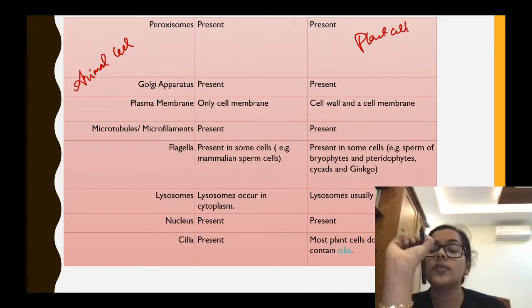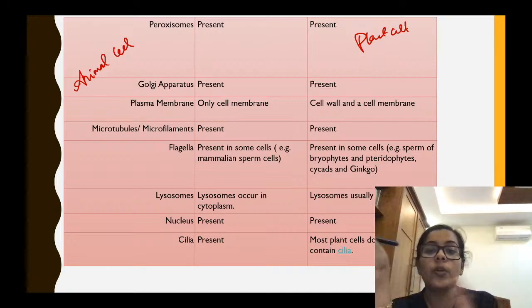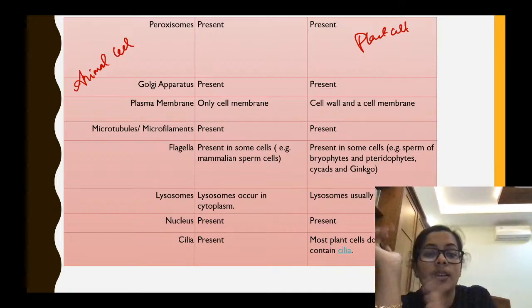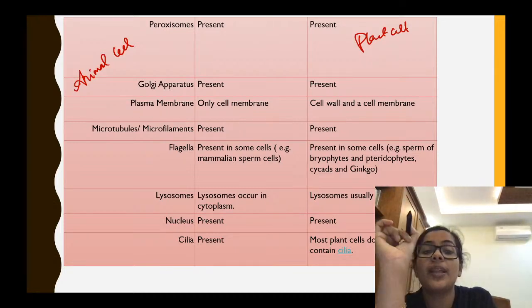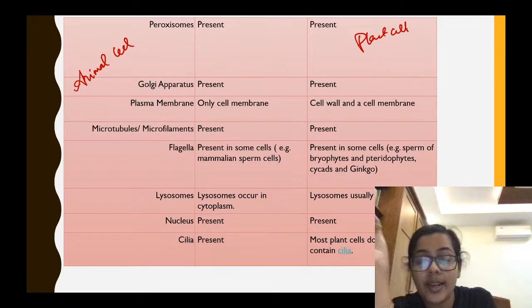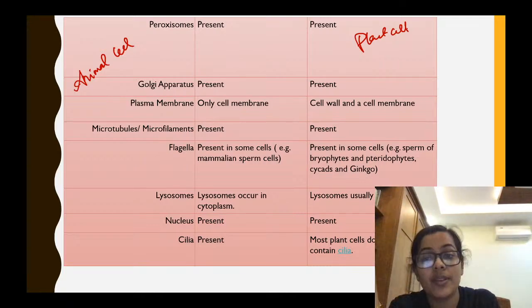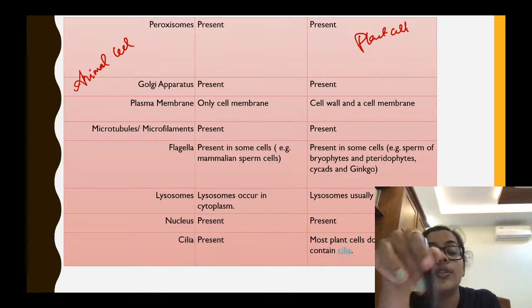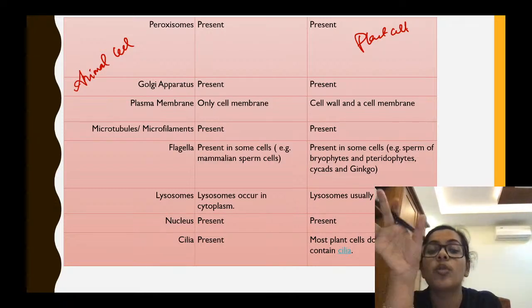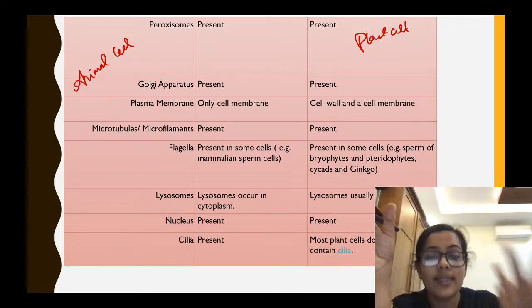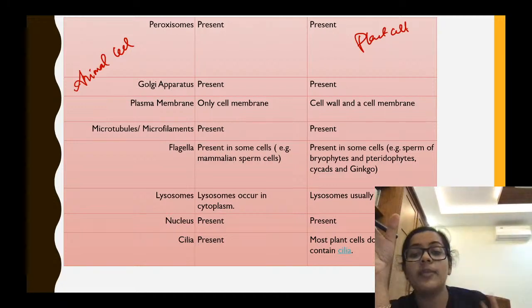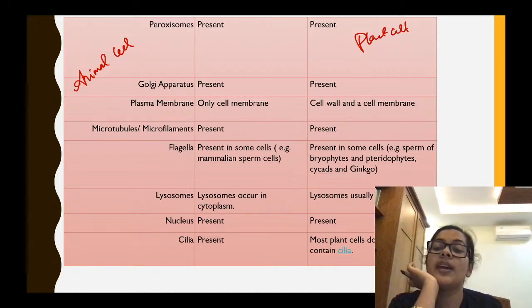Whereas peroxisomes are present in both cells. Golgi apparatus is present. Plasma membrane: only a cell membrane is present in the animal cell, while in the plant cell both a cell wall and a cell membrane are present. Microtubules and microfilaments are present in both of them. Flagella are present in some cells of animals.